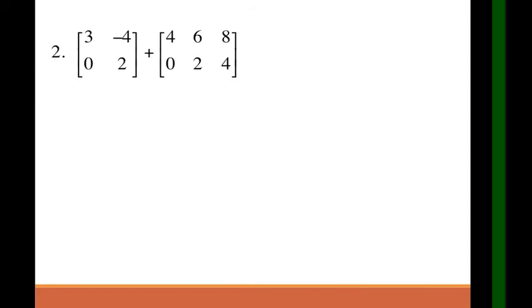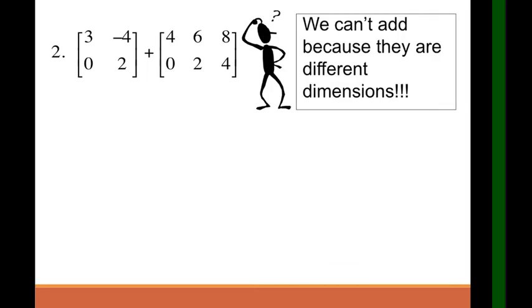Another one: we have [3, -4, 0; 2] plus [4, 6, 8; 0, 2, 4]. Unfortunately, these two don't have the same number of elements, so we can't add them because they have different dimensions.